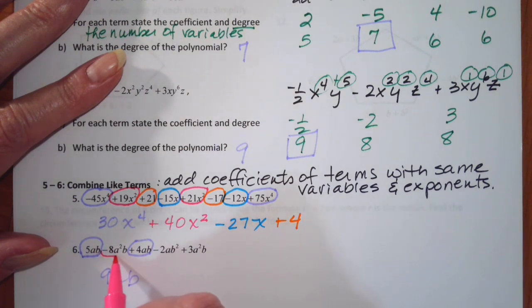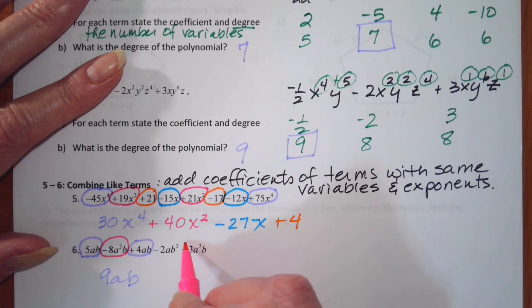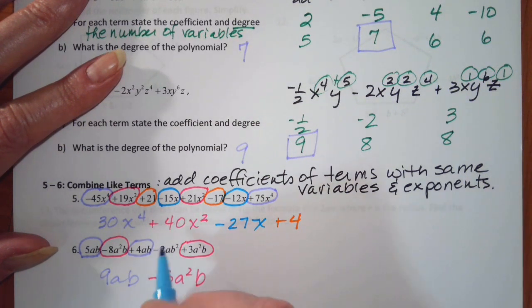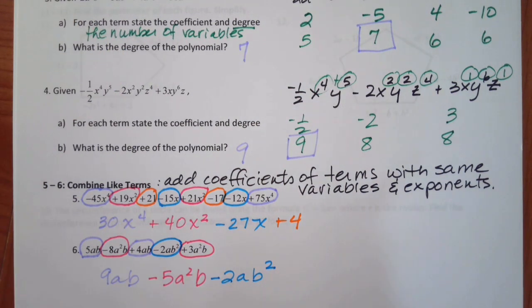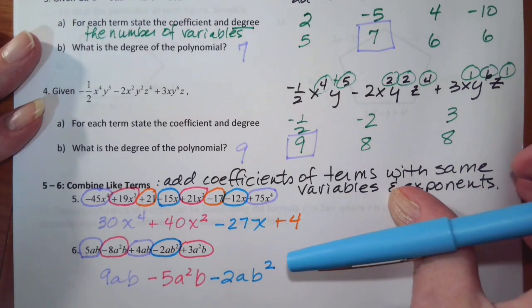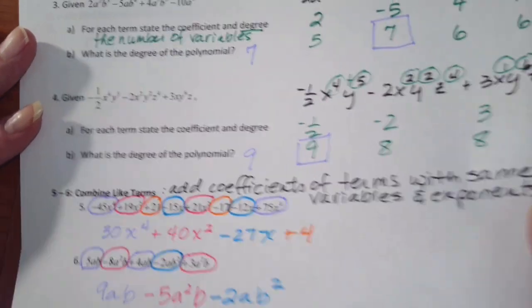Then I have negative 8, a to the 2nd b. I want to combine it with that, but I can't. It has to be a to the 2nd b. They have to be identical. So that gives me negative 5, a to the 2nd b. And then lastly, I have negative 2, ab to the 2nd. So it's tempting to want to do those, but make sure that your terms are absolutely identical.